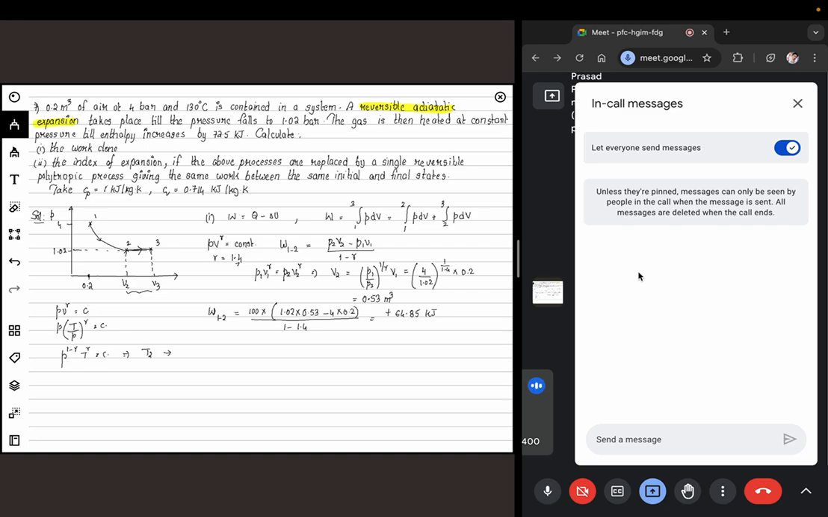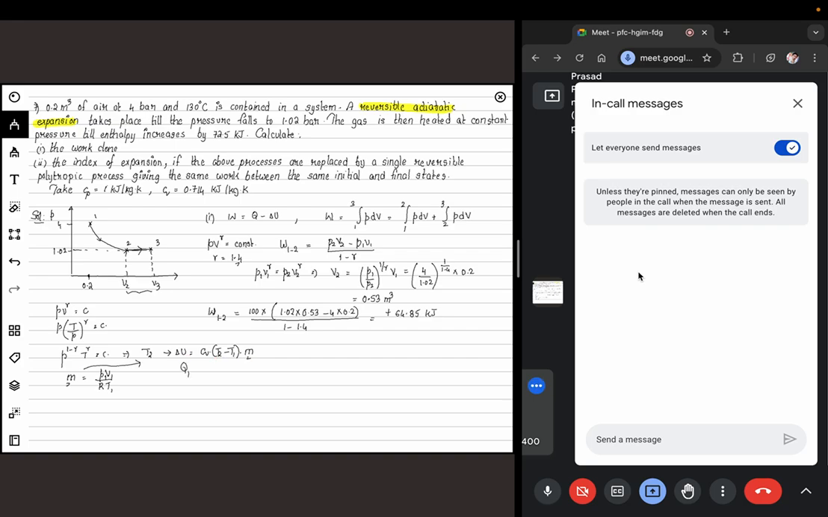And once you get T2, you will use delta U as Cv times T2 minus T1 times the mass of it. How do I calculate the mass? We know the initial pressure, volume and temperature. So mass can be calculated as PV by RT. You know all these properties, so you can calculate the mass. Once you get the mass and final temperature, you can calculate delta U.